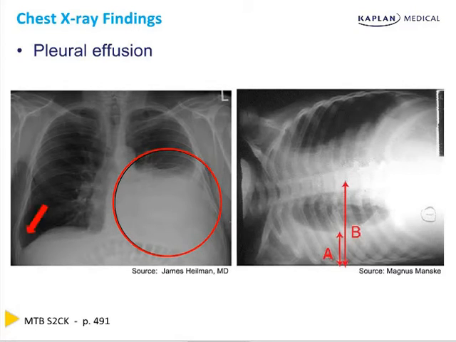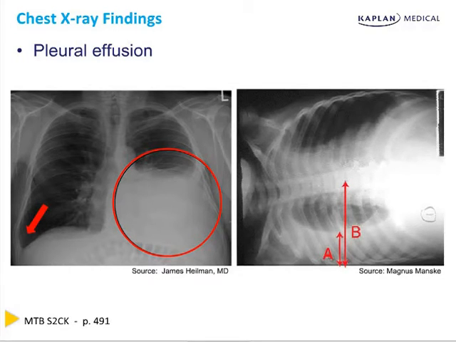White out of the costophrenic angle, the area pointed to with the arrow on the left image, is the initial finding of pleural effusion on an AP film, since it is the most dependent area of the lung. And as the fluid volume in the pleural space increases, the amount of lung that is whited out will also increase.